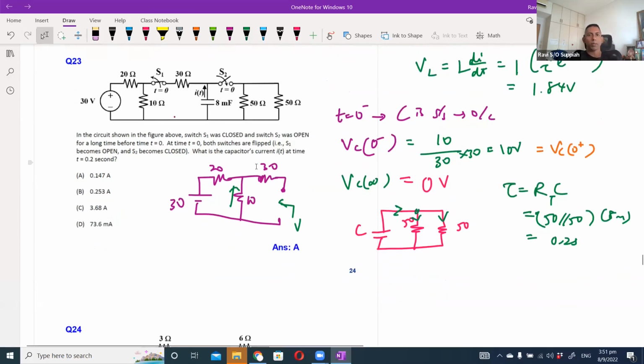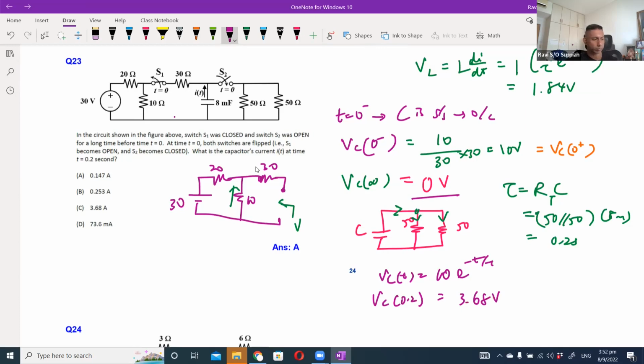Now we can put all of them into the expression. VC at any time t is 10 e to the power of minus t over tau. We don't need the other part because VC infinity is 0, so the second half we don't need to put in. What we want is the current at 0.2. First we calculate the voltage at 0.2 using this expression, and we get 3.68 volt.